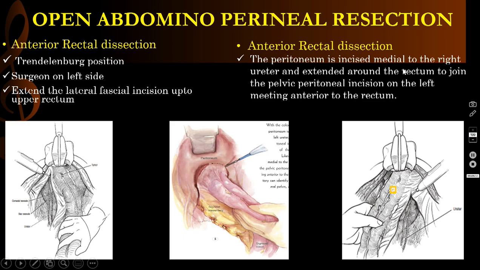Then the peritoneum is incised medial to the right ureter. On the right side also, you have to incise the peritoneum medial to the, this is the right ureter. Medial to the right ureter, you have to incise the peritoneum, and this also should be extended around the rectum to join the pelvic peritoneal incision on the left side, meeting anterior to the rectum. Both the incisions you have to extend here, here and here. Both should be extended and it should meet anteriorly here in this place.